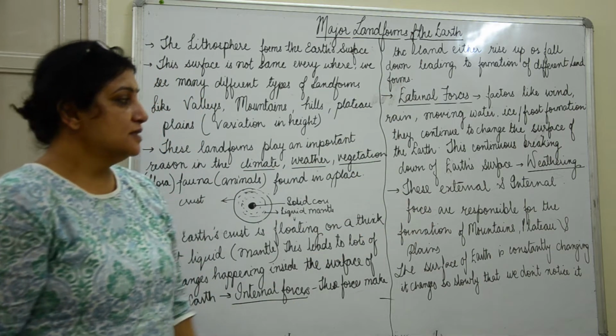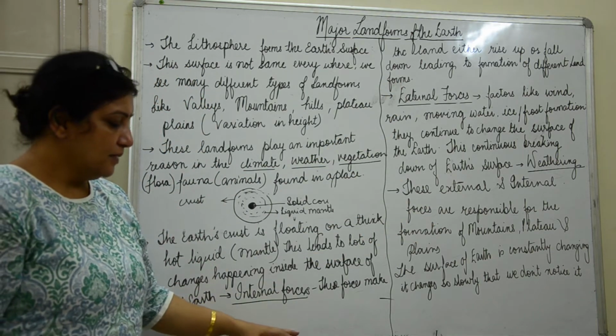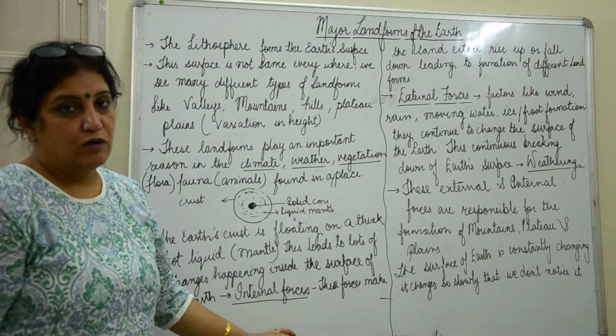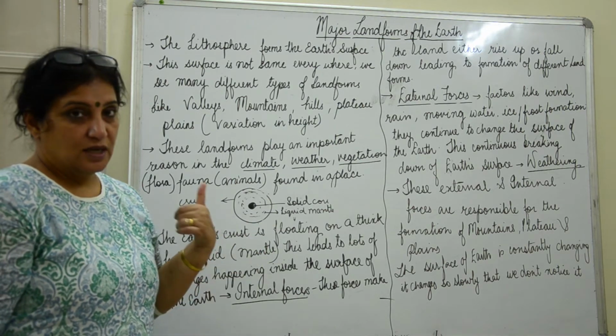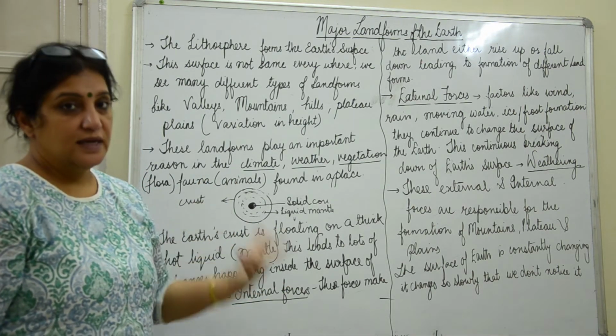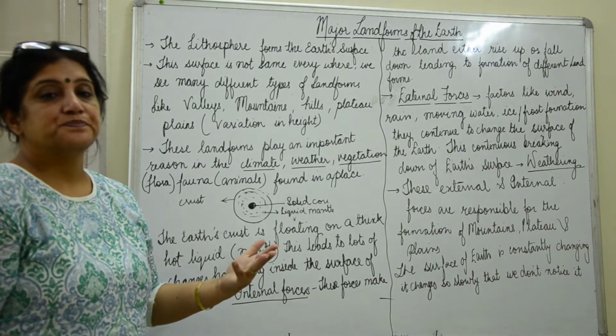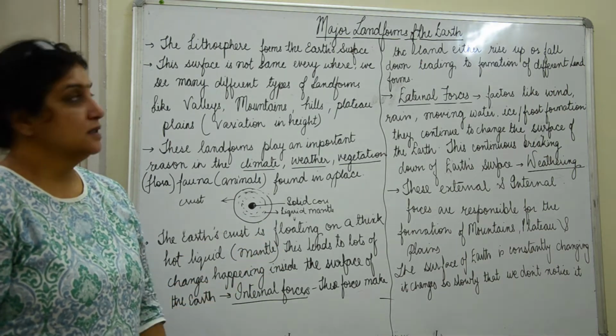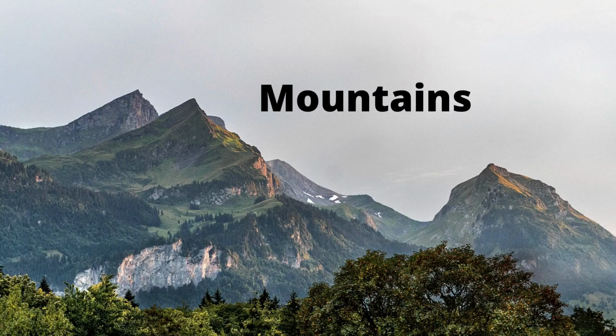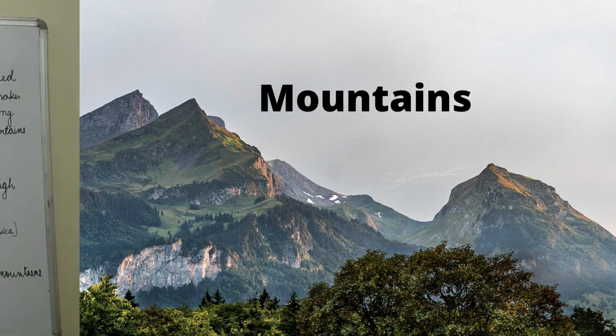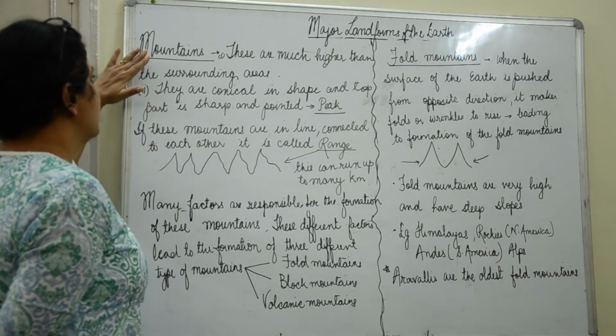Now after this we will be learning about the various kinds of landforms. In this chapter we will be learning about the mountains, the plateaus and the plains. Now we will be learning about mountains.